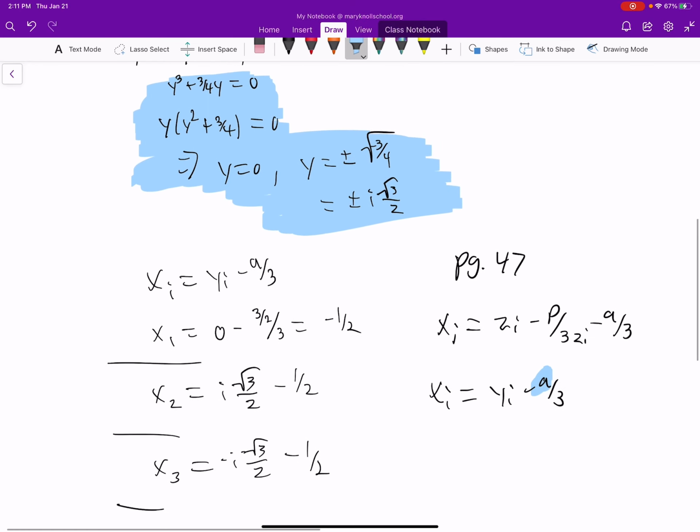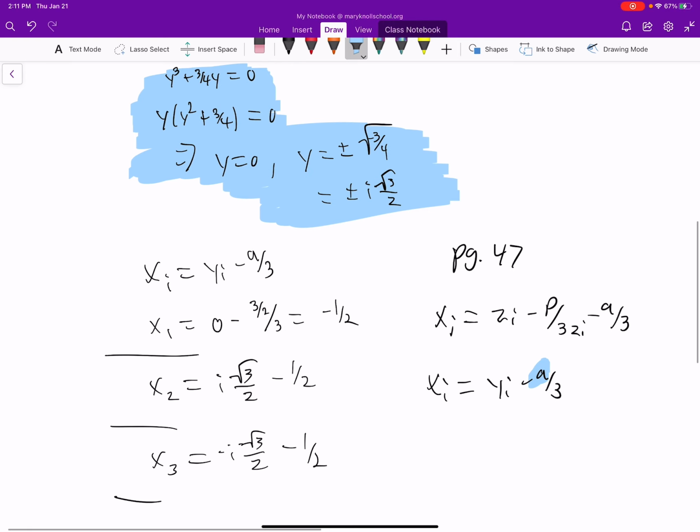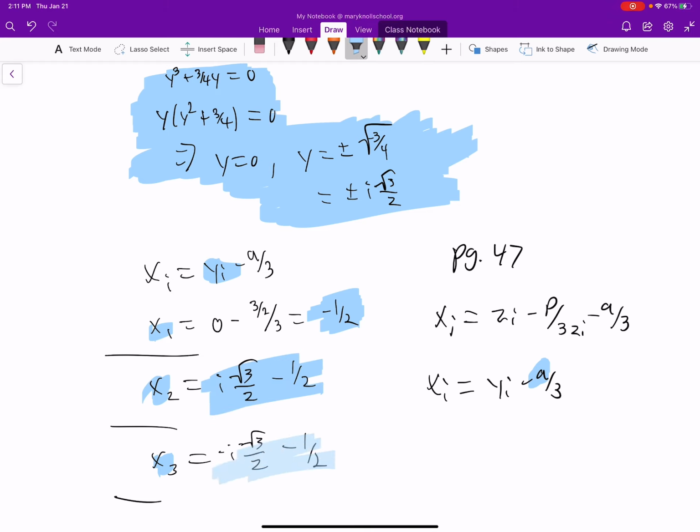Okay, so we are here now, and all we have to do is plug in all 3 of these y values into the yi, and then get the x1, x2, x3. And here we go. Here's our 3 answers. So this one, and this one. And this checks out with the back of the book because this is omega cubed. This is, what is this? This is omega, and this is omega squared.